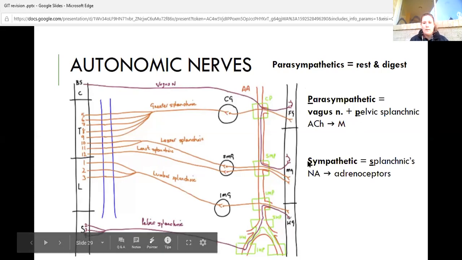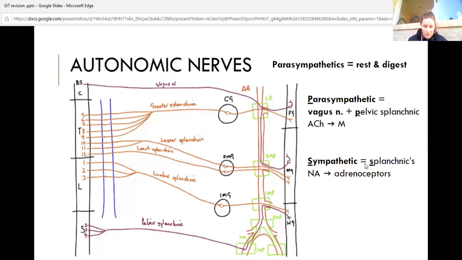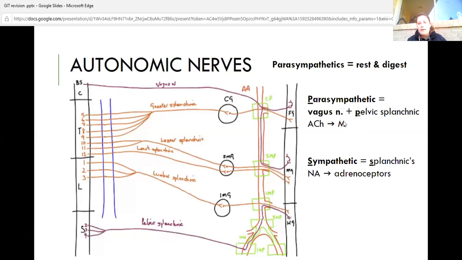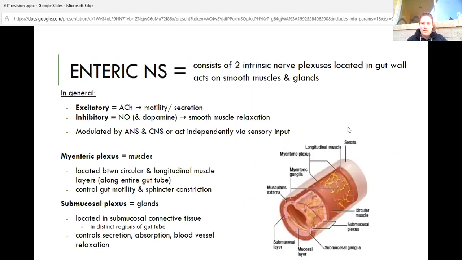P. And then your sympathetics is all about your splanchnics, so the S sympathetics, and they're using the neurotransmitter noradrenaline acting on adrenoreceptors, whereas parasympathetic nerves are using acetylcholine acting on muscarinic receptors. And there is more detail on that, but that's the main gist.